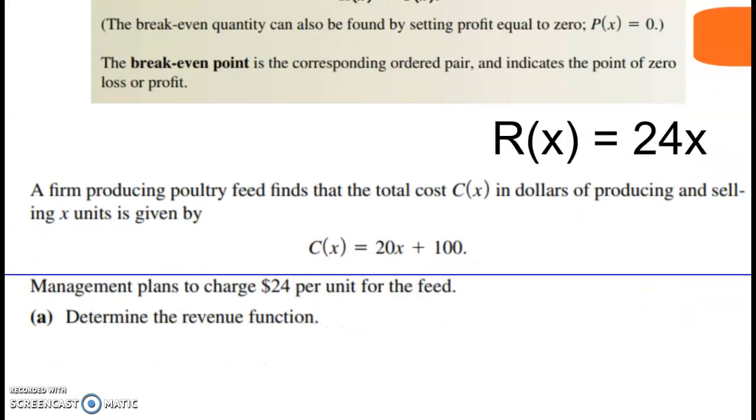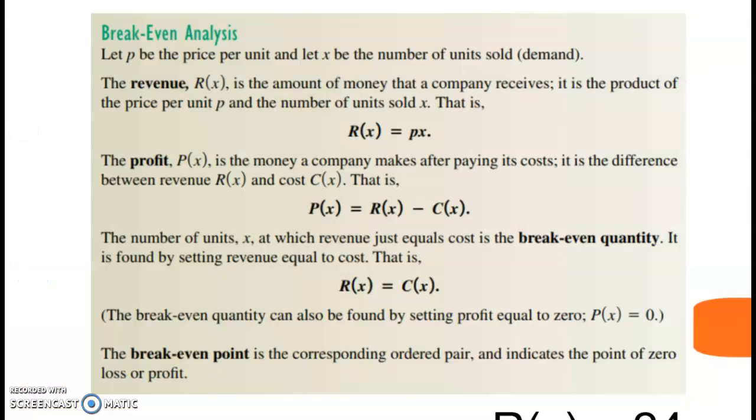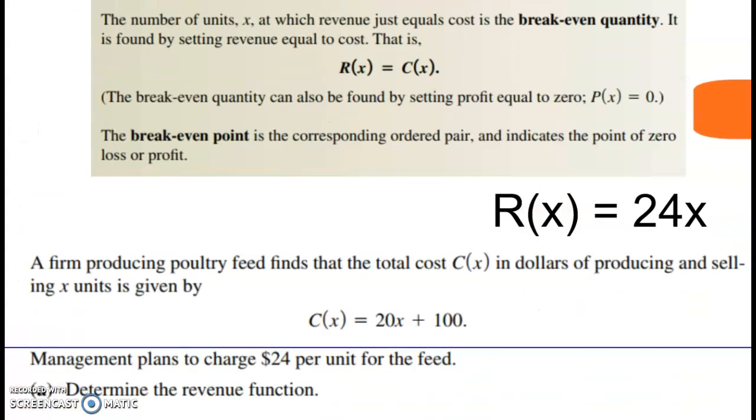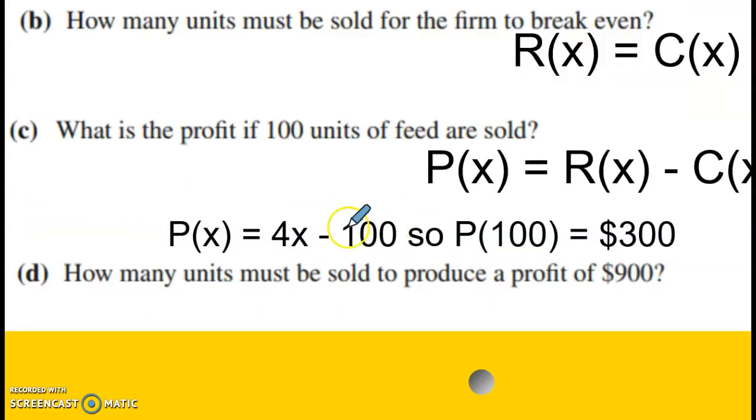Not too bad, right? So we have that. How many units must be sold for the firm to break even? Well, if we want to break even, we want revenue to equal cost, right? So we just found that the revenue was 24x, and they told me the cost function, I'm pretty sure. Let's look back here and see the cost function. They told me it was 20x plus 100. They already told me the cost function. The revenue function is 24x.